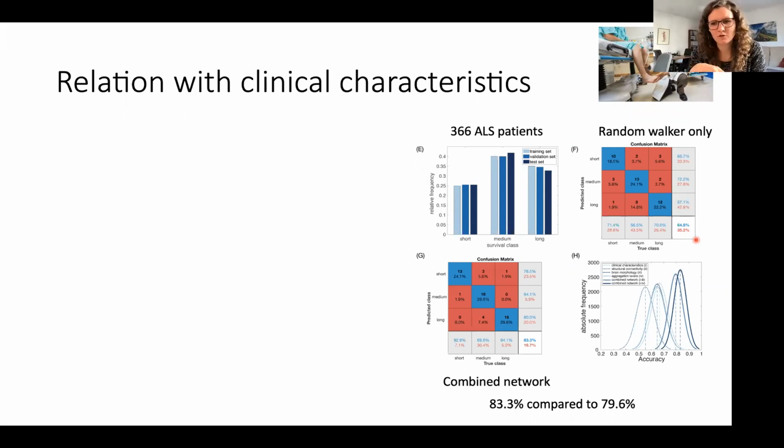Chance here would be 33%, right? So we have 3 classes, and anything above that is already good. We were very happy with 64%.